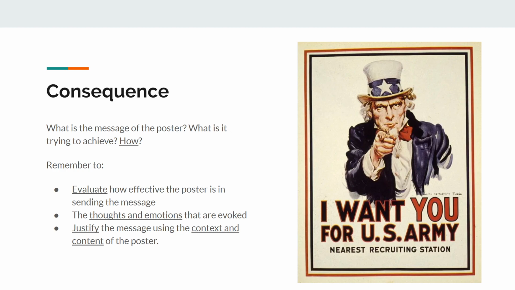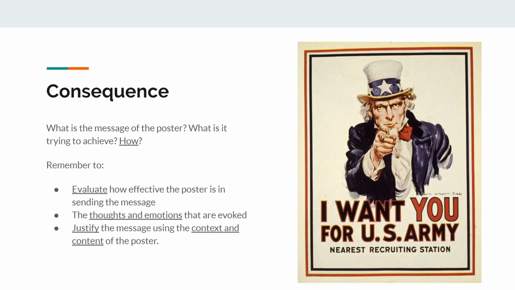So, a couple of things here. Firstly, what is the message of the poster and what is it trying to achieve, and especially how? Now, we obviously know from this poster, it wants you to join the army. That's the most obvious thing. So it says so right there, not a hard thing to evaluate. But how does it achieve the message?